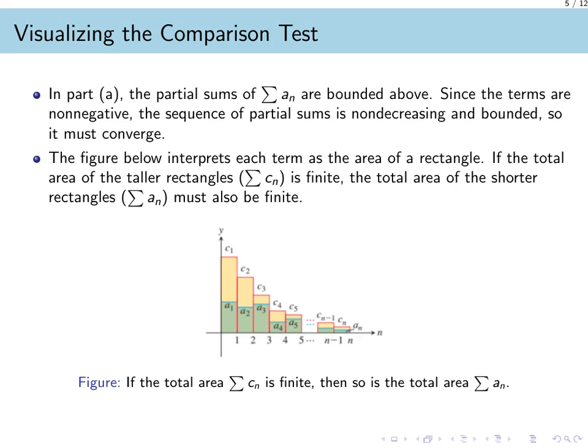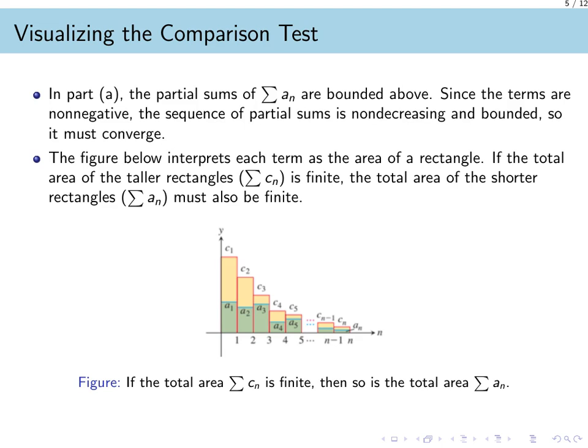To build a strong intuition for the comparison test, we can visualize the terms of a series as the areas of rectangles. This approach helps make the logic of the test very clear. Imagine we have two series with positive terms, which we can call a sub n and c sub n. Let us assume that for every n, the term a sub n is less than or equal to the term c sub n. In the figure, this is shown by a set of shorter rectangles representing the terms of a sub n and a set of taller rectangles for the terms of c sub n.